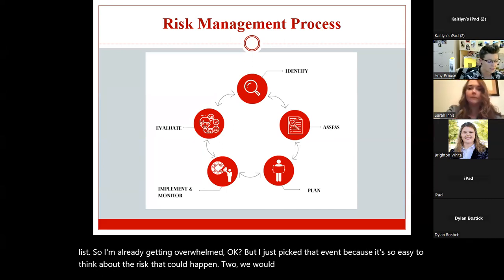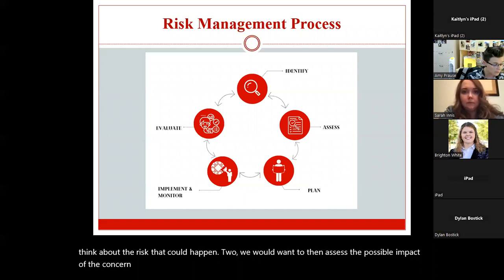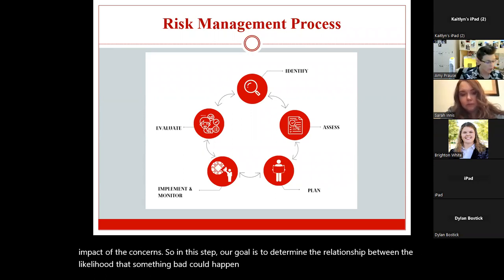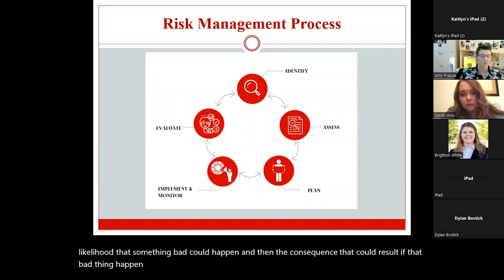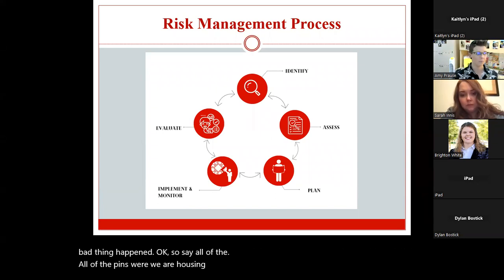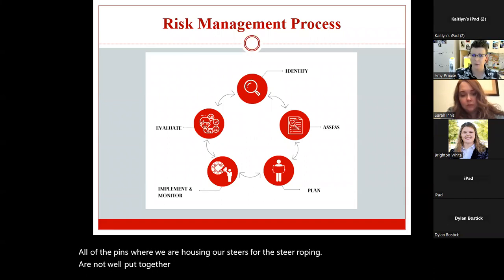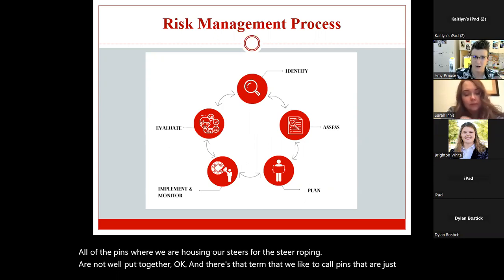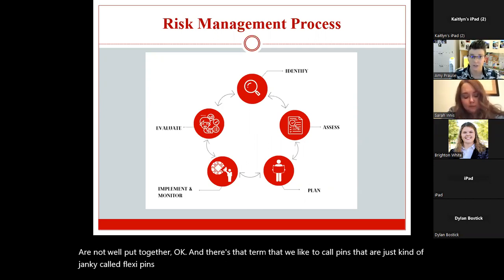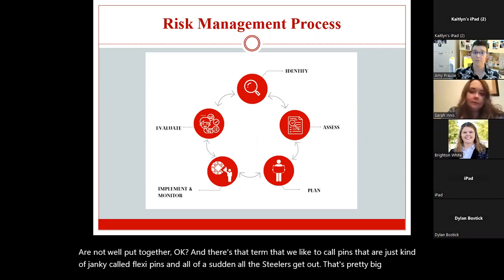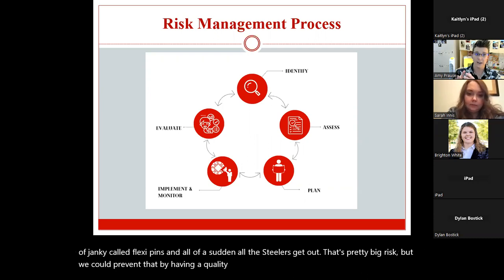Second, we would want to then assess the possible impact of the concerns. So in this step, our goal is to determine the relationship between the likelihood that something bad could happen and the consequence that could result if that bad thing happened, okay? So say all of the pens where we are housing our steers for the steer roping are not well put together, and there's that term that we like to call pins that are just kind of janky, called flexi pins. And all of a sudden, all the steers get out. That's a pretty big risk. But we could prevent that by having a quality staging area for our loose livestock.